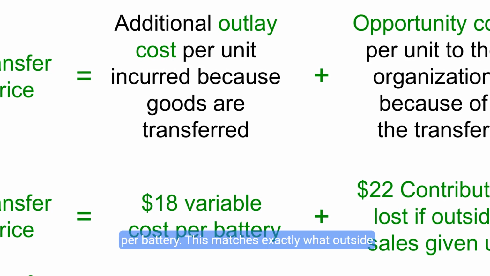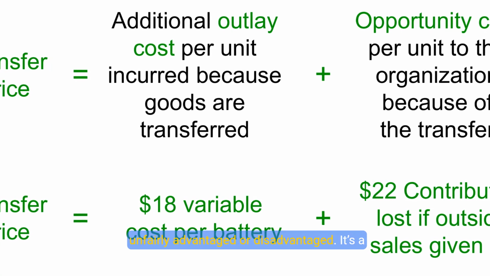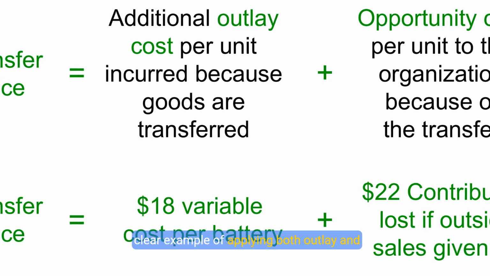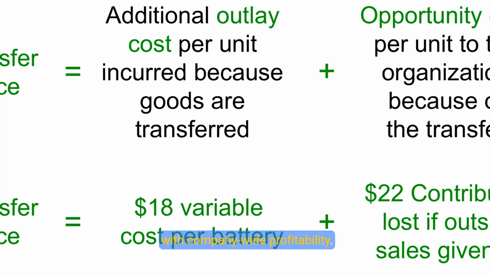This matches exactly what outside customers pay, ensuring neither division is unfairly advantaged or disadvantaged. It's a clear example of applying both outlay and opportunity costs to align divisional incentives with company-wide profitability.